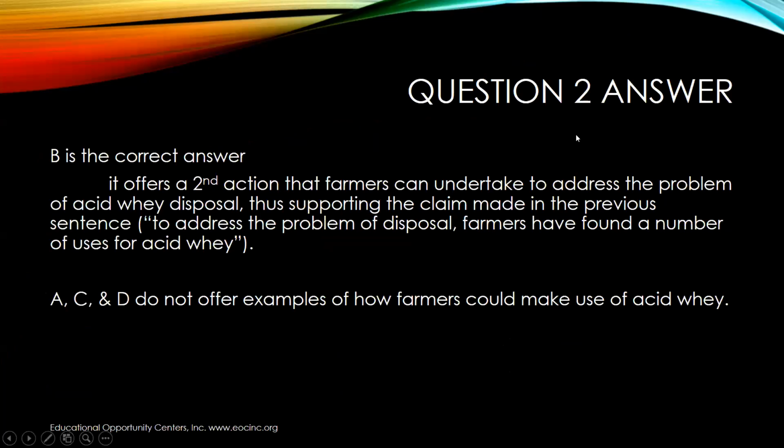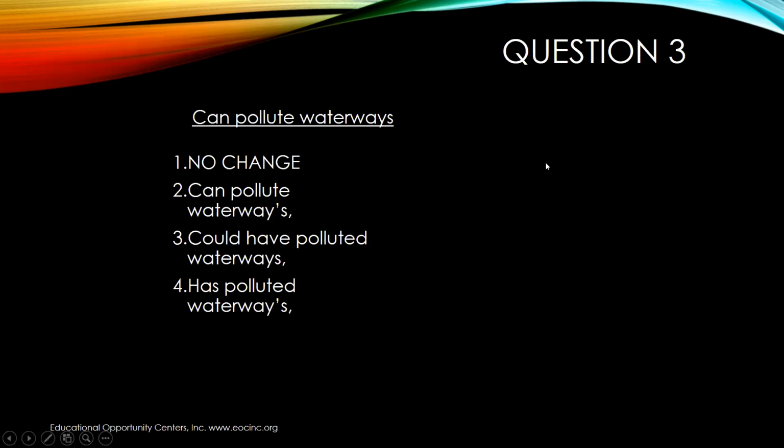Question B is referring to the action the farmers can take to address the problem. So remember when we talked last week about when you zoom out, you kind of get the gist. When you read this passage, you get that they're really concerned about what's happening with the waste, and so figuring out a way to address that problem was really important to the passage. How about question number 3?